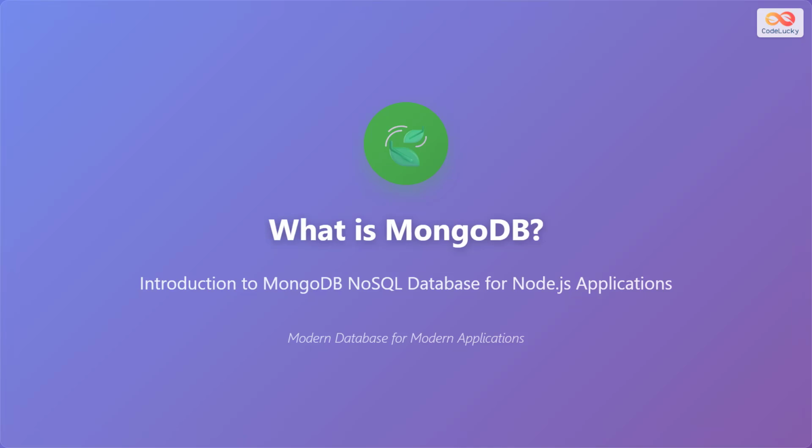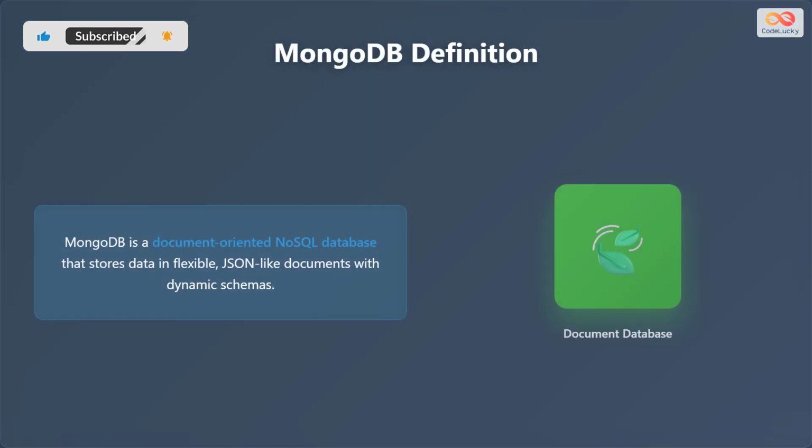Let's explore MongoDB. MongoDB is a NoSQL database, often used with Node.js applications. It is a modern database for modern applications. MongoDB is a document-oriented NoSQL database. It stores data in flexible JSON-like documents with dynamic schemas. Thus, it is a document database.